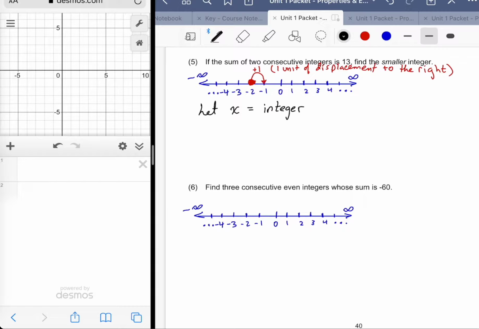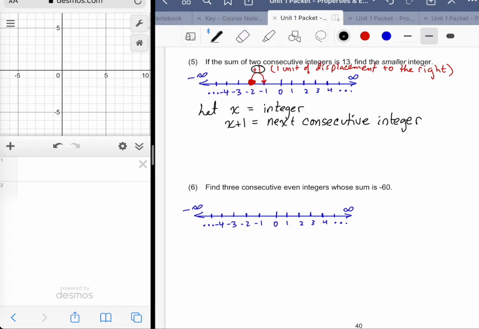You could say an integer, you could say the first consecutive integer. I just say integer. x is an integer. x plus 1, because that's our movement, 1 unit of displacement. x plus 1 would be the next consecutive integer.